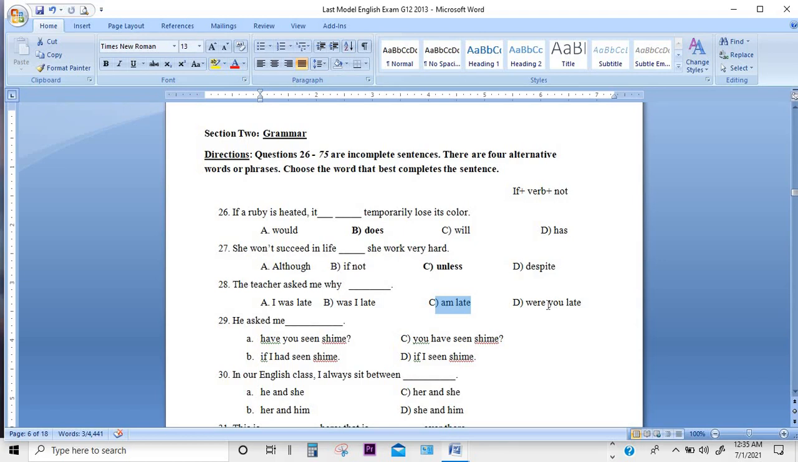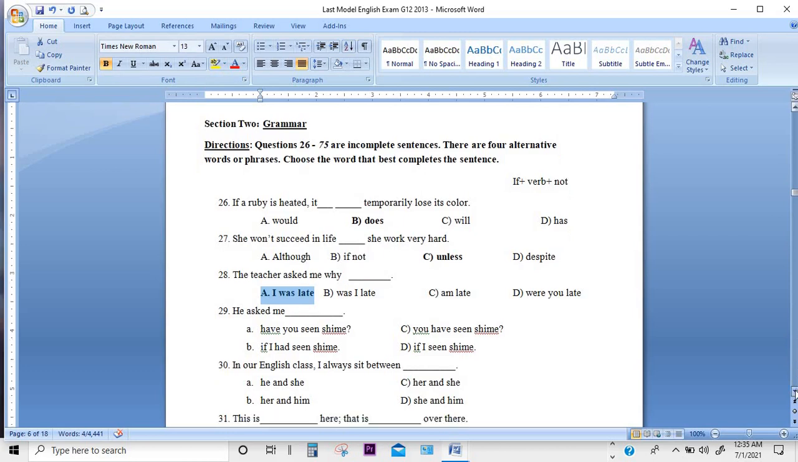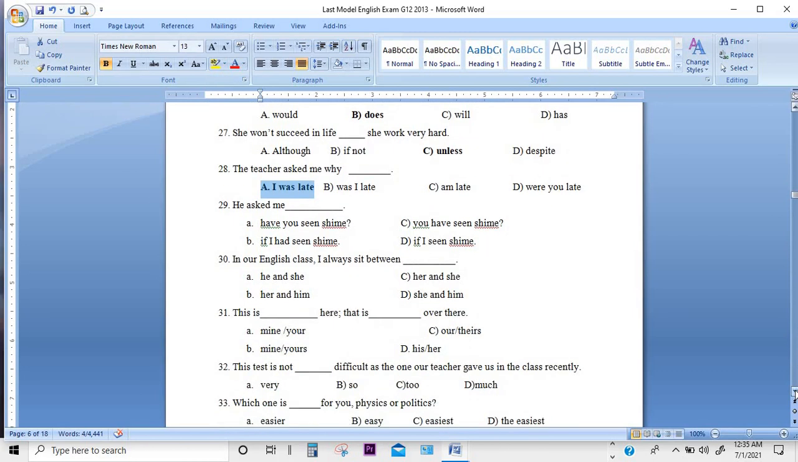You pronoun mismatches with the pronoun me, so C and D we cancel out, and we compare A and B. So the teacher asked me why, then subject-verb structure is what we expect here. B has an inversion, was I late, that's an inversion, so we cancel out B. So our answer would be only A, okay, our answer is A.